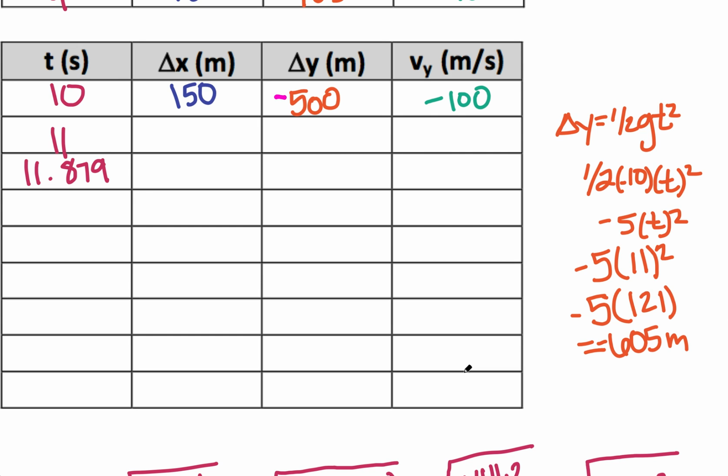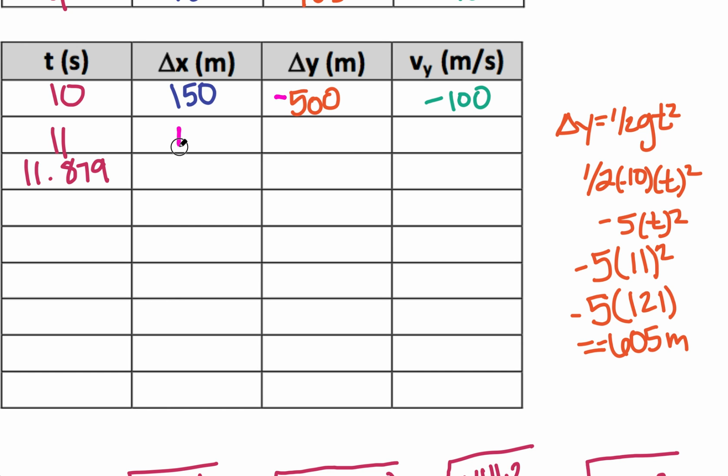Okay, so we're here at 10 seconds and we have a delta x of 150. That means that the object has been displaced horizontally by 150 meters so far, and it's been displaced vertically 500 meters. And its velocity in the y direction is negative 100. It doesn't say it here, but we know that the velocity in the x direction is 15 meters per second at this point as well, because remember, horizontal velocity is always constant. All right, so let's figure it out for 11 seconds. What is its delta x? Well, we're just going to increase it by 15 more meters, right?